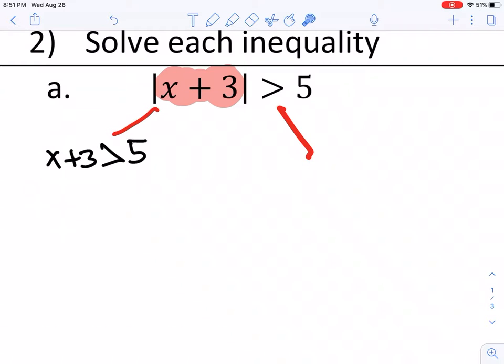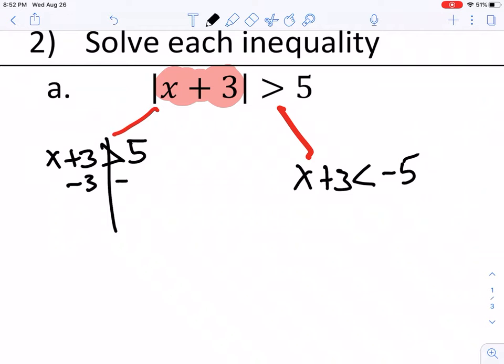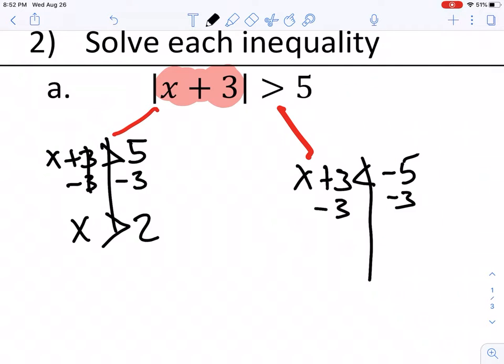Now in my second equation, it's going to be flipping negative. And here's what I mean by that. I'm going to take the same thing, x plus 3, but it's going to be flipping. So I'm going to flip this sign around and negative. It's flipping negative. So I've created my 2 equations. And now we can go through and solve each equation. So my first one, I'm subtracting 3 from both sides so that x is greater than 2. In my second equation, I'm subtracting 3 from both sides to find that x is less than negative 8.